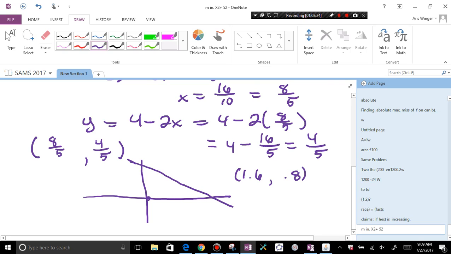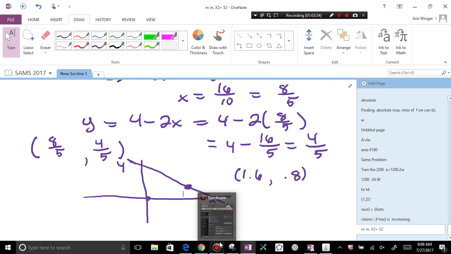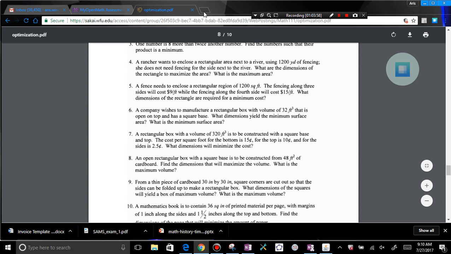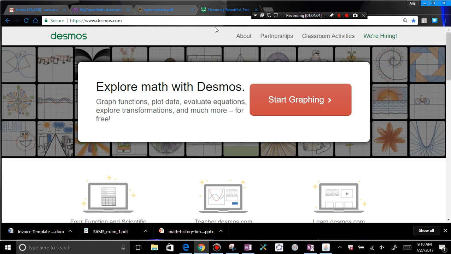So wait, this is 2, and this is 4. So it's 80% of the way, something like that, but it's 0.8. I don't like it. This is so off scale. We should graph it. So then we graph y equals 4 minus 2x, and then we're going to graph this point.